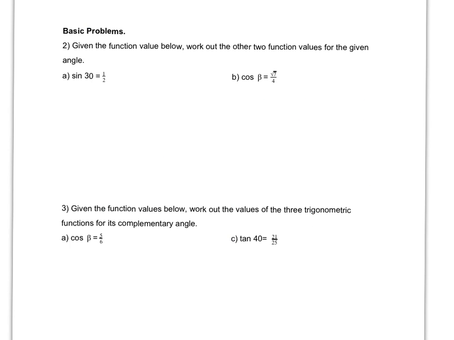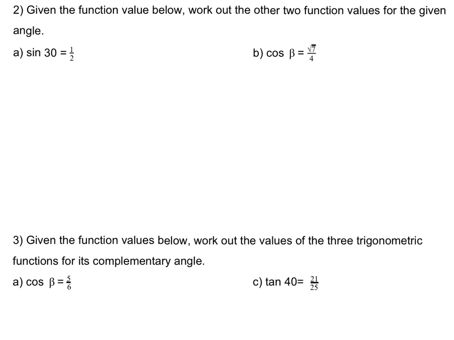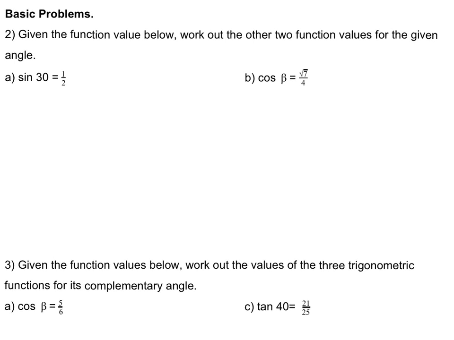Trigonometric functions. So now, we're going to have a look at some problems related to this. Let's see how we can play around with this whole thing. These are basic problems. It says, given the function value below, work out the other two function values for the given angle. So you have sine of 30. Basically, you want to work out what's cosine and tan of 30. Okay, so let's have a look at how we would do that.